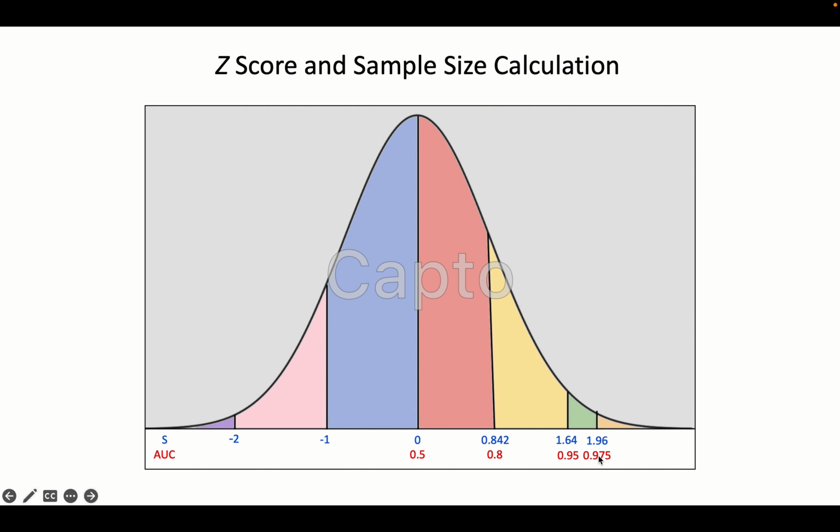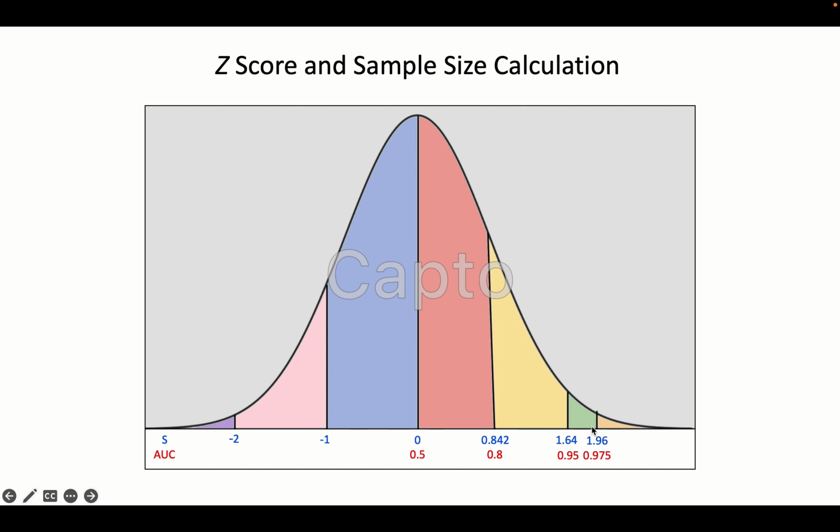And finally, if you wanted to calculate the 97.5% of the area under the curve, which is all this area, the green plus the yellow plus the red plus the blue plus the pink plus the purple area, that corresponds exactly to 1.96. And I hope this is familiar to you, because 1.96 is a very important number in statistics, because we use this for the calculation of confidence interval, and also for the calculation of sample size, right?